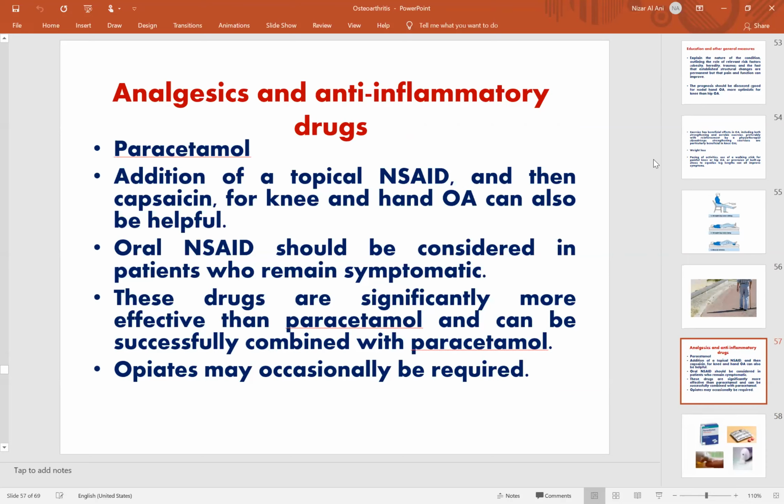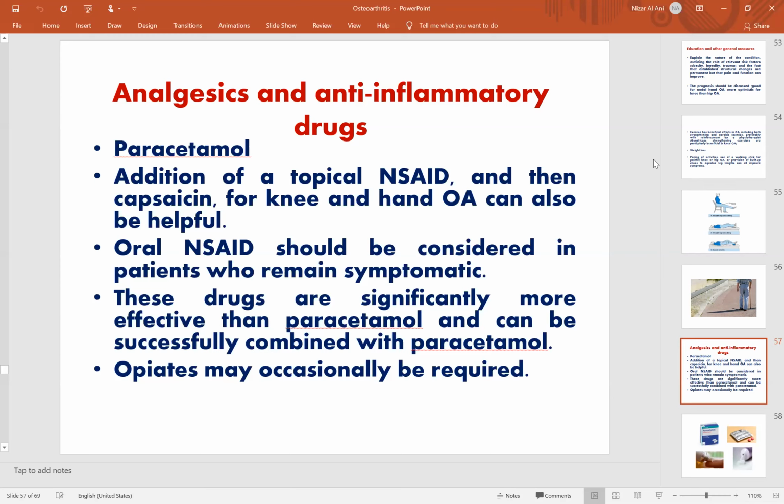Pharmacological. The first line in treatment of osteoarthritis, the first line medication, is paracetamol. Sometimes we need to add a topical non-steroidal anti-inflammatory drug. Capsaicin for knee and hand OA can also be helpful. Oral non-steroidals should be considered in patients who remain symptomatic.